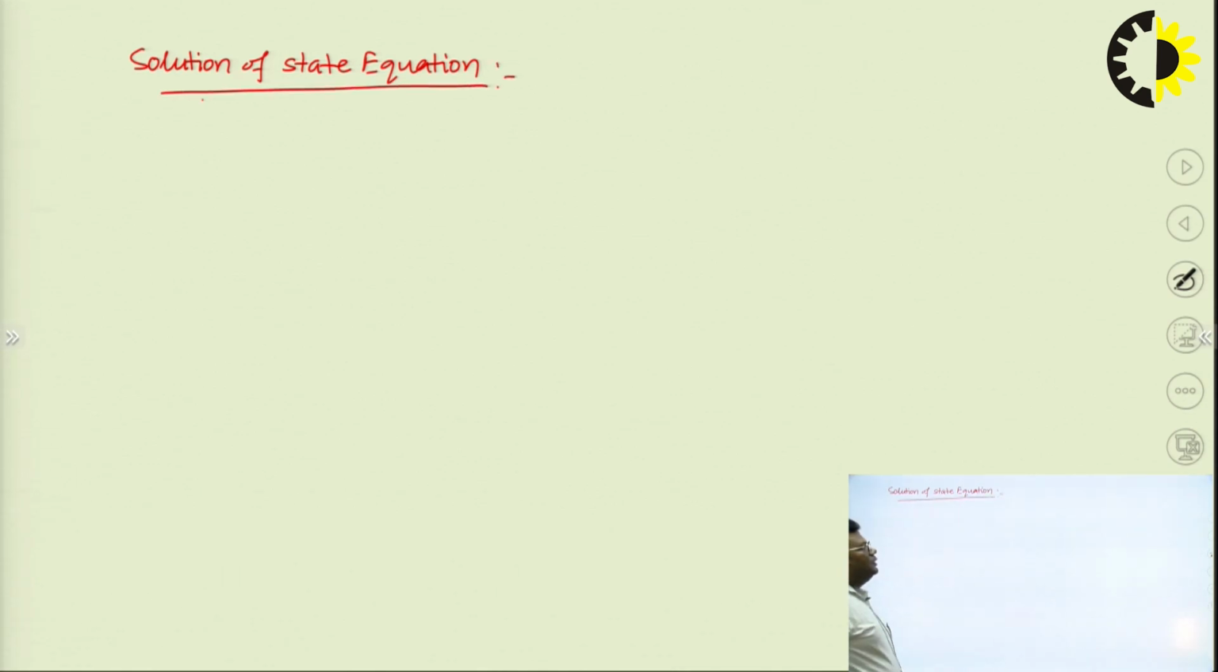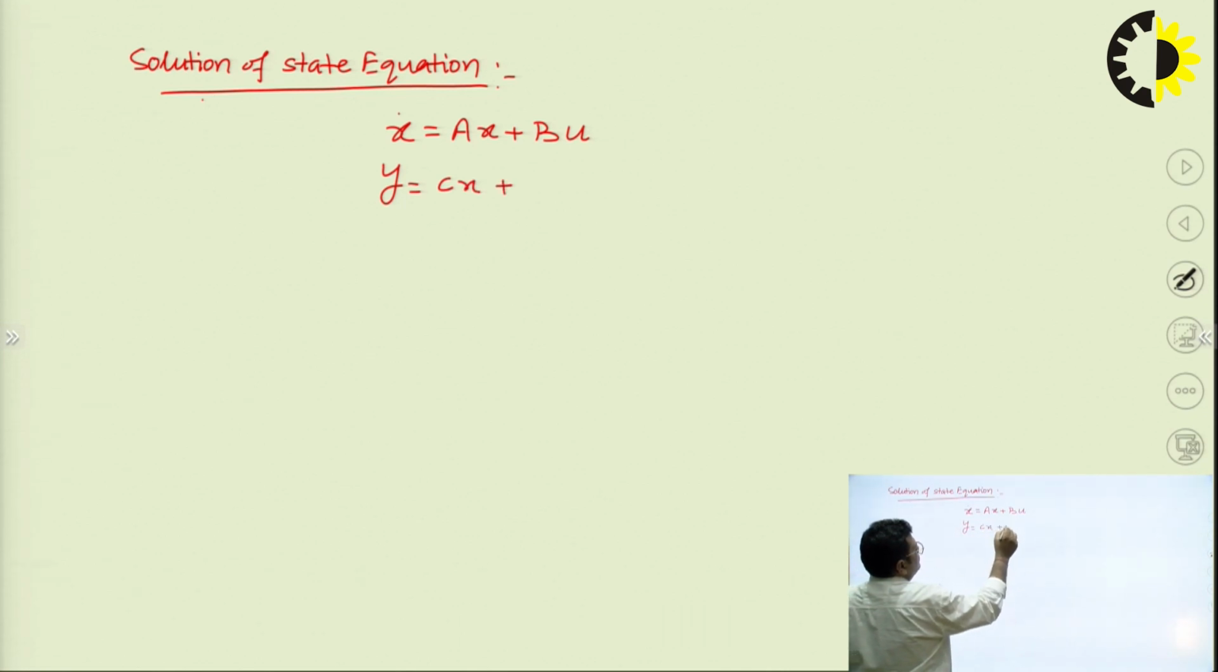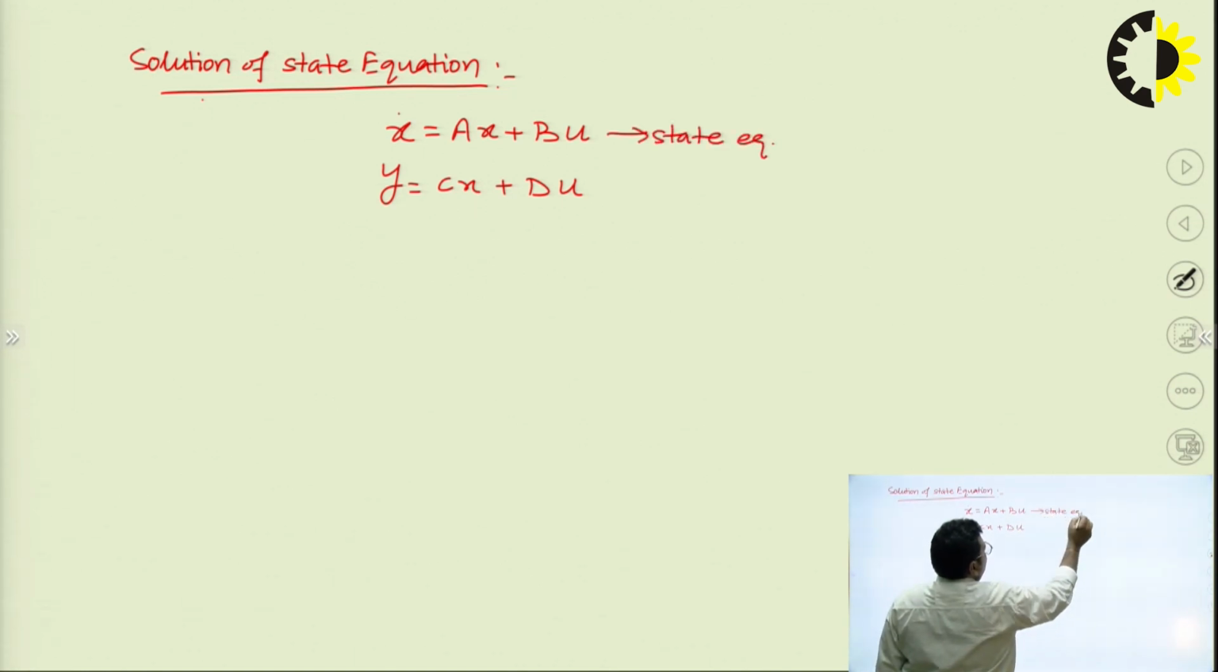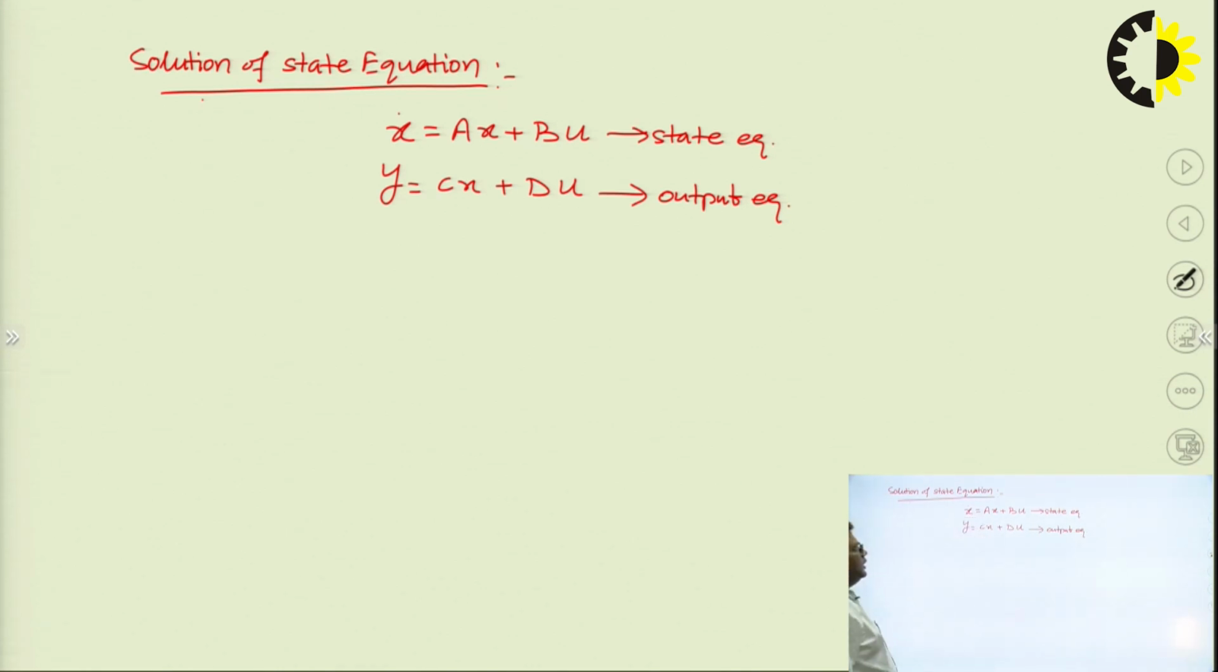As we know, the state equation we can write as x dot is equal to Ax plus Bu, and the output equation we can write as y is equal to Cx plus Du, right? This is our state equation, and this one is our output equation. So we have to find the solution of this state equation.